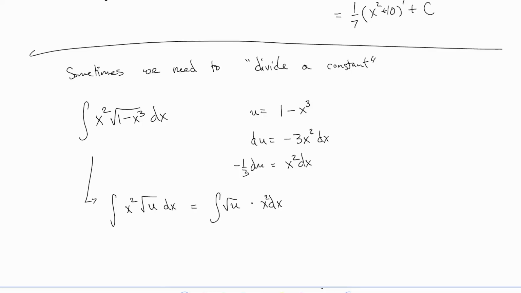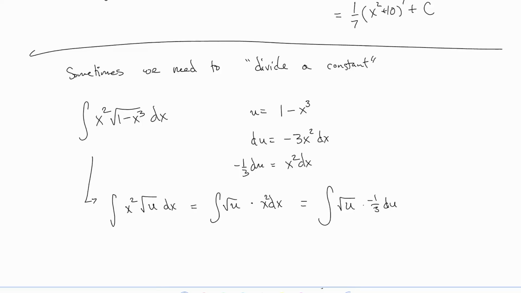And now what do I do with x squared dx? X squared dx equals negative 1/3 du. So this becomes the integral of square root u times negative 1/3 du. All right. And now the substitution is complete. That is, there are no x's anymore. It's all u's. And so the next step would be to do the integral.